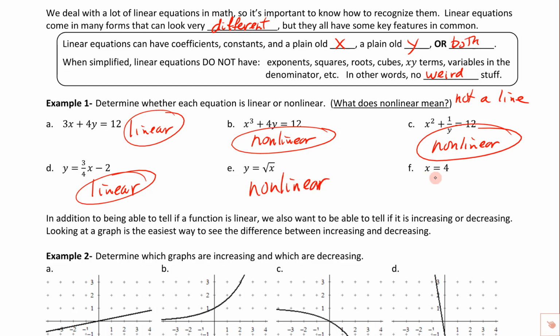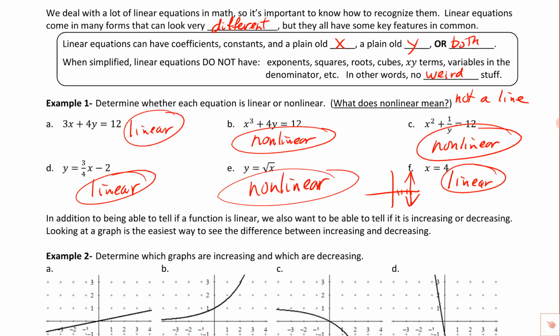And then the last one is x equals 4. So on x equals 4, remember we've got a plain old x. We've got a constant in there. There's no y. That's totally okay. This is linear. And if you remember what this looks like, x equals 4 is a vertical line right here. So that is definitely a linear equation.